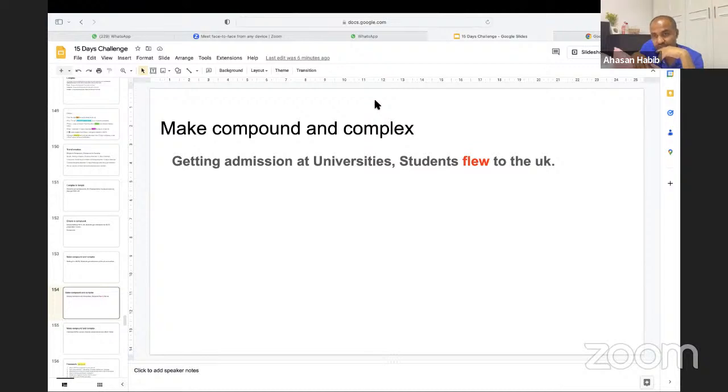Students got admission at university and they flew to the UK. Okay, thank you. So now we're going to make it complex sentence. So can you remember complex? So using when or using as soon as, give me a complex sentence.